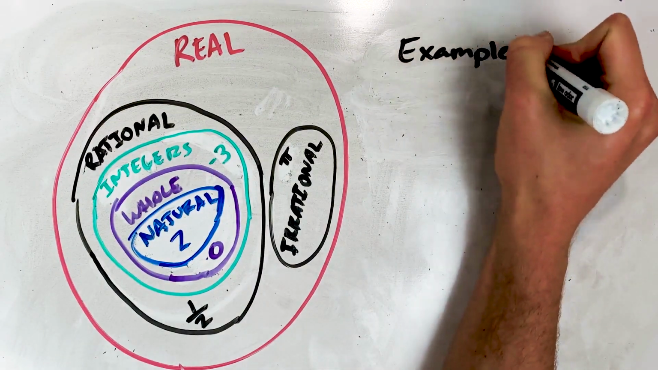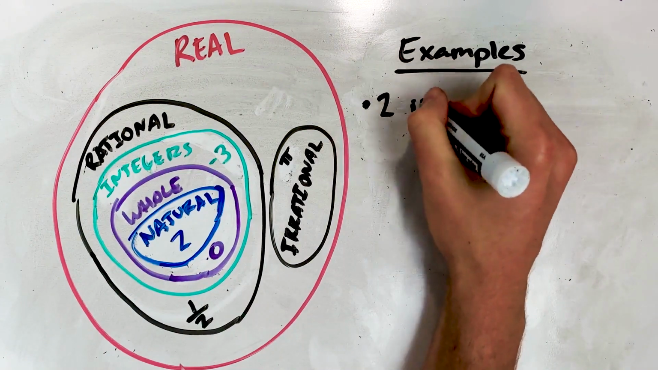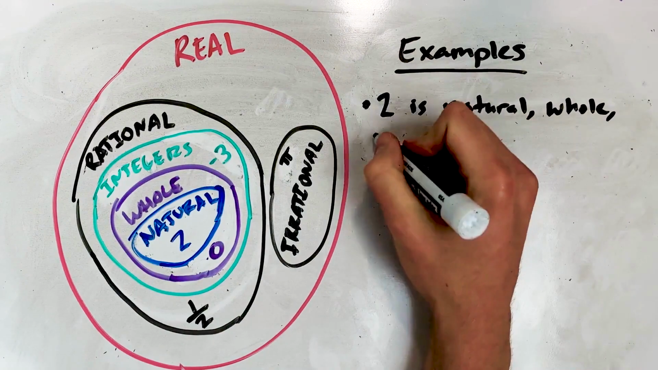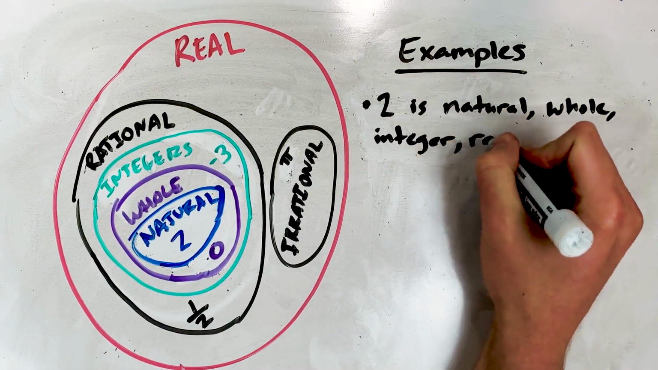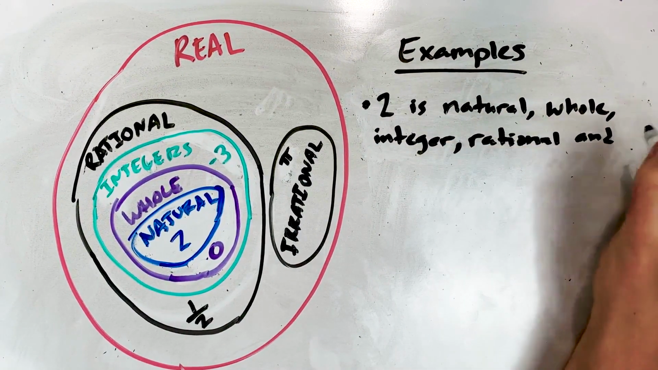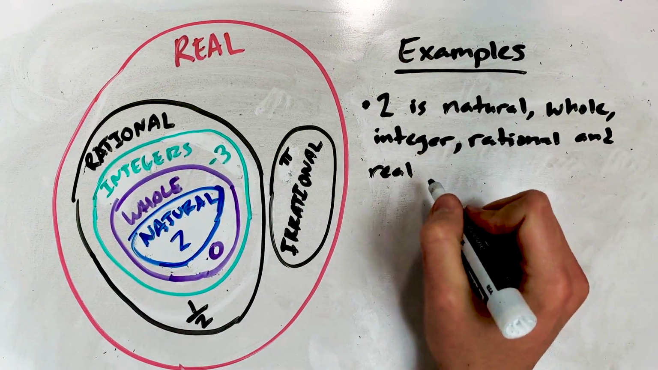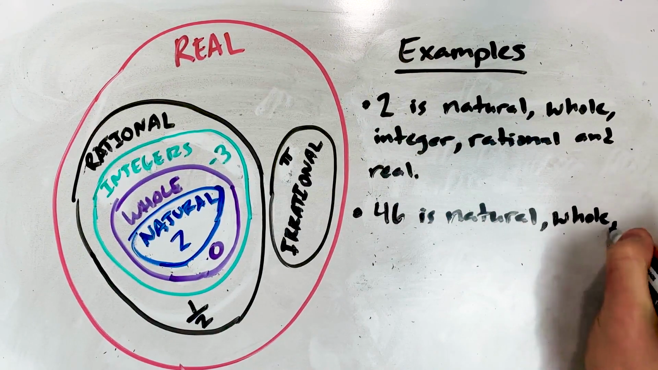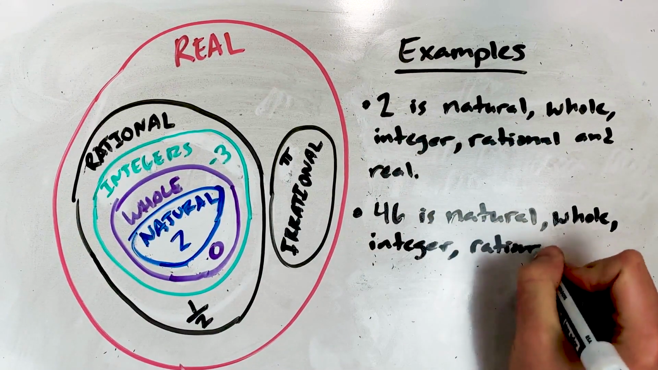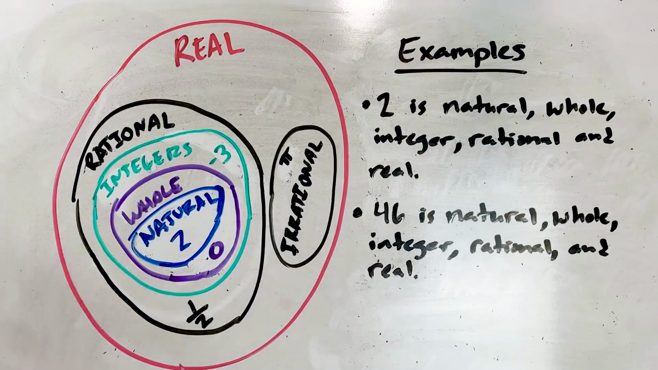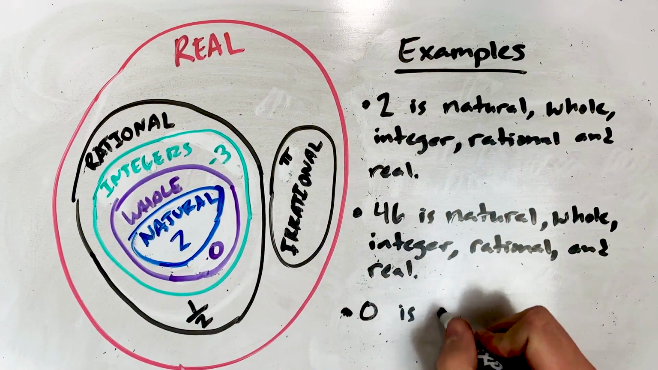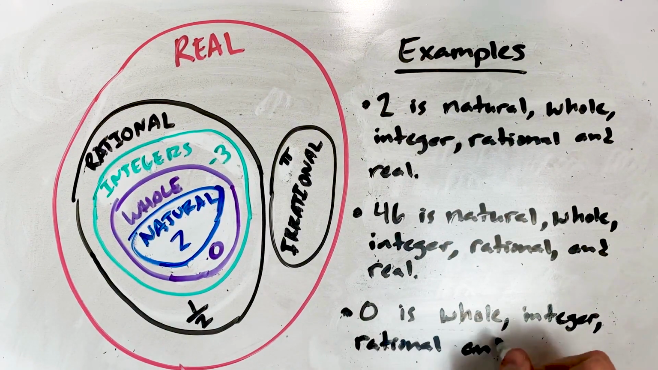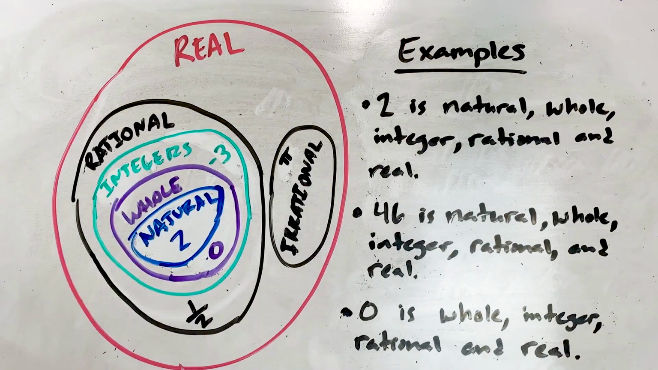Now we'll do some examples. Let's start with 2. 2 is a natural number, so it's in the natural blob. But seeing how the natural blob is contained in all of these other blobs, we can see that 2 is also a whole number, an integer, a rational number, and a real number. Similarly, 46 is natural, so it's also a whole number, an integer, a rational number, and a real number. How about 0? 0 is not natural, but it is a whole number. Then we know it's also an integer, a rational number, and a real number.